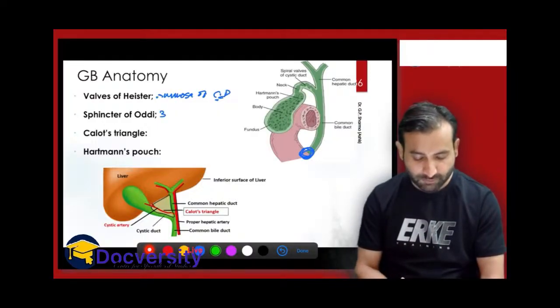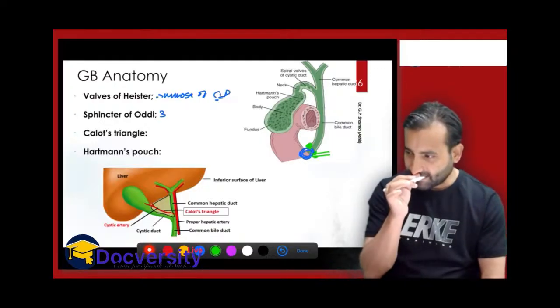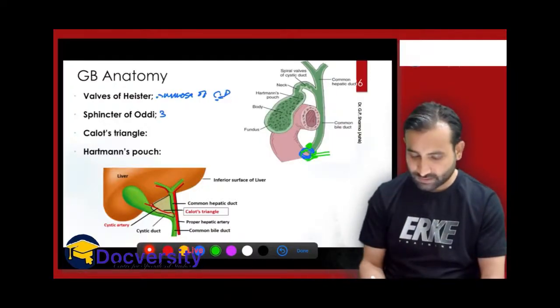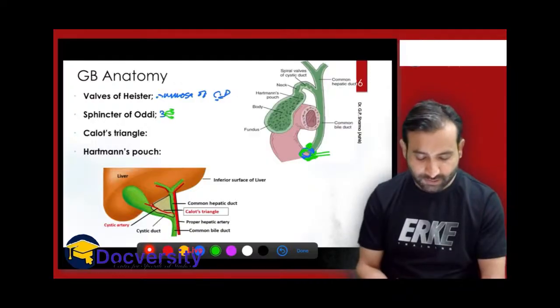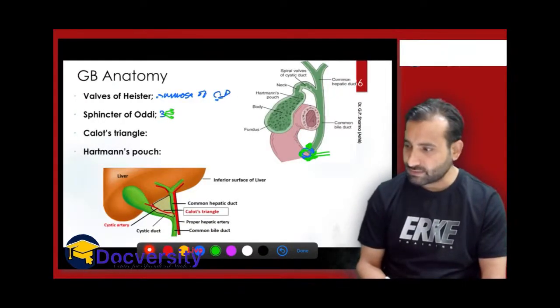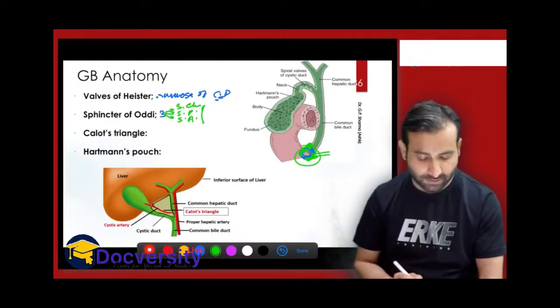Sphincter of Oddi means here you have the sphincter of Oddi. It has 3 components. What are those 3 components? One component is present over the bile duct, one component over the pancreatic duct, and then you have another component present as the ampulla over here. So the 3 components of the sphincter of Oddi are sphincter choledochus, sphincter pancreaticus, and sphincter ampullae. So there are 3 components they can ask in the exam.